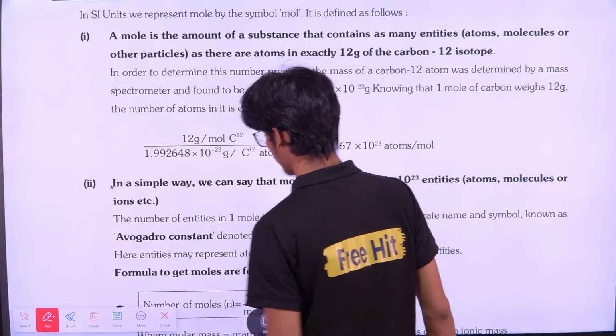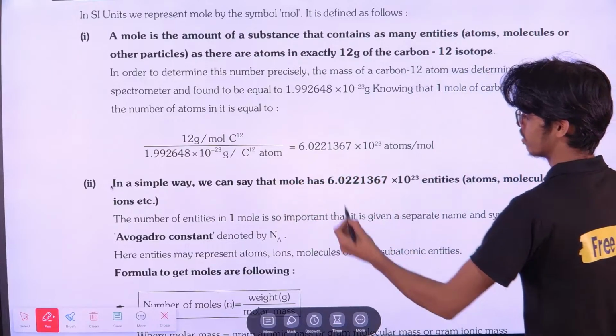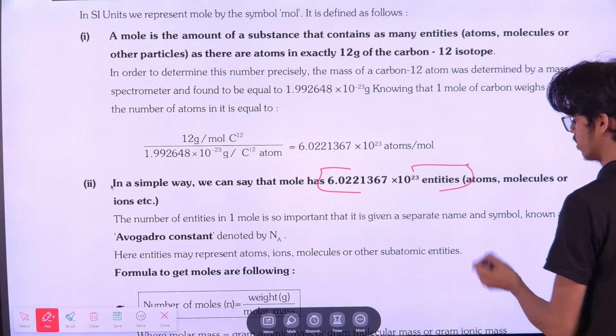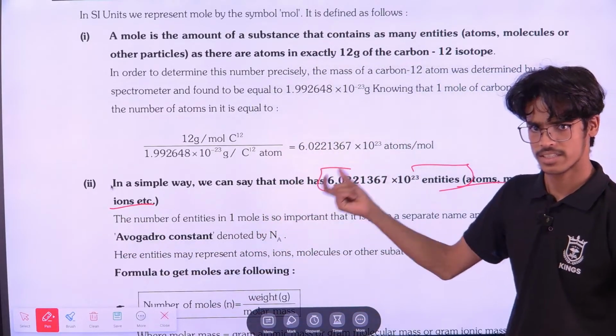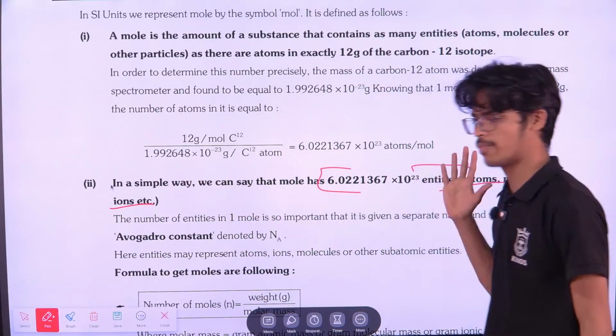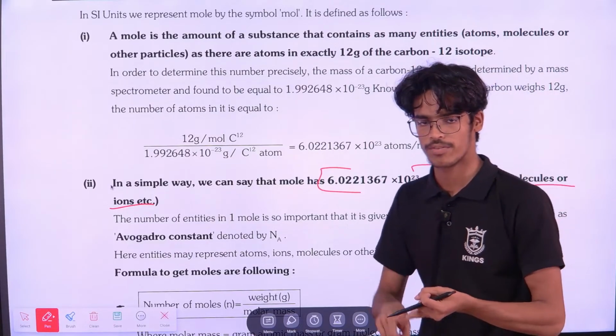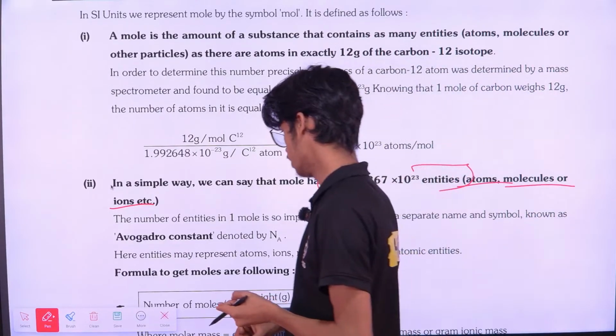Now in a simple way, we can say that the mole has this much number of entities. Got it? This much number of atoms, molecules or ions. This is what I said. A mole has this much number of particles, maybe of an atom, maybe of a molecule, maybe of a compound. Got it?